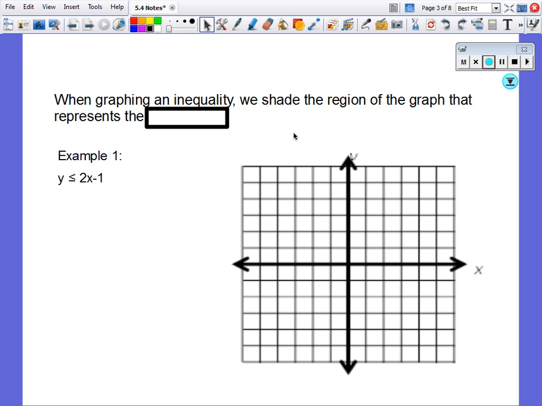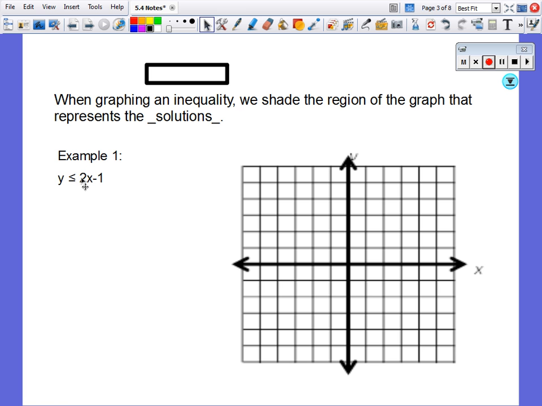Now, when you're graphing an inequality, you want to shade the region of the graph that represents the solution, or that answer. So what you want to do is graph this, and I'm going to show you how to do that. I'm going to show you by hand for those of you who don't have a graphing calculator, and then I'm going to show you how to do it on both of your calculators, so that way it'll be really easy.